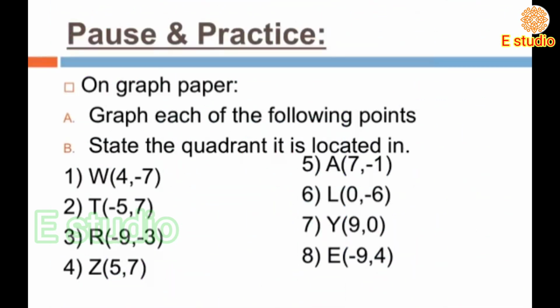So here's your pause and practice. Just pause and practice. When you're done, unpause the video. After a 3, 2, 1 countdown, your answer will be displayed. Go.